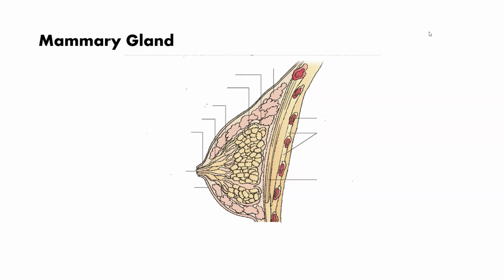In this video, we are going to study all the labelings related to the mammary gland. Now see, the functional mammary gland is a characteristic feature of all female mammals and it contains glandular tissue and fat. So this is the fat present here. And glandular tissue is divided into 15 to 20 mammary lobes. So these are the mammary lobes.